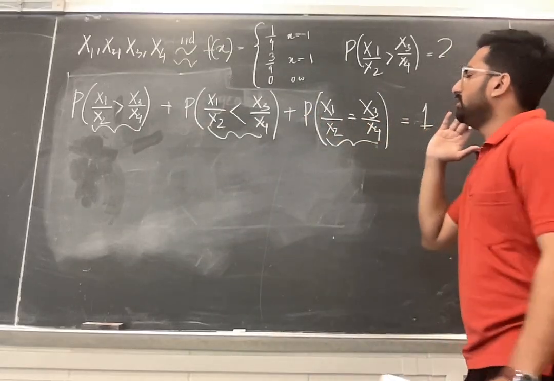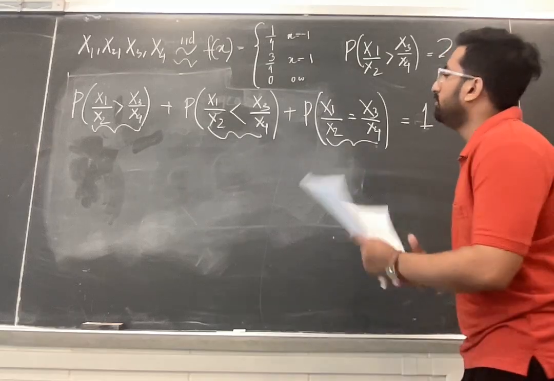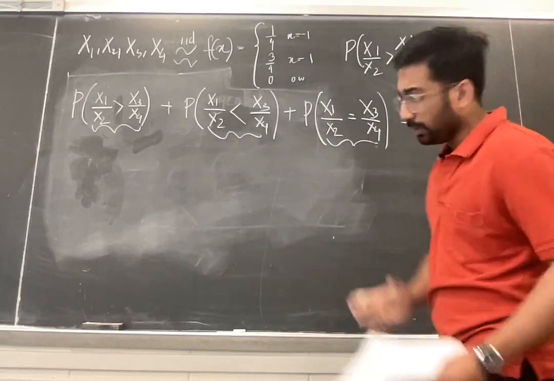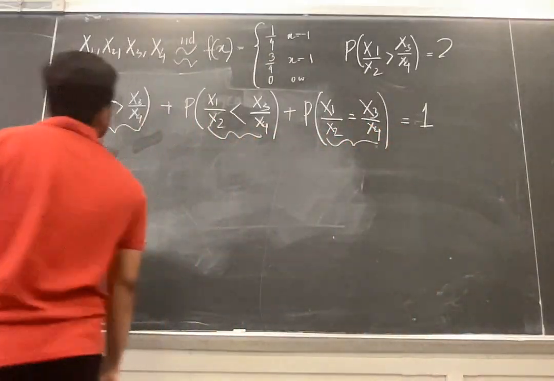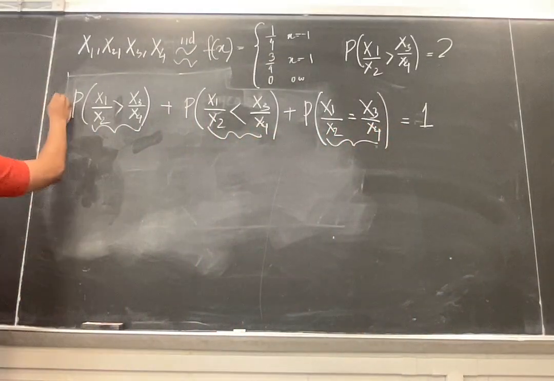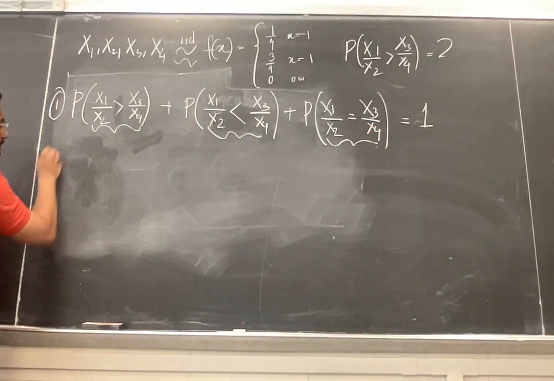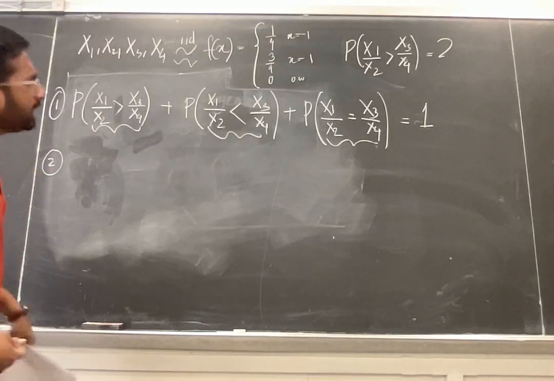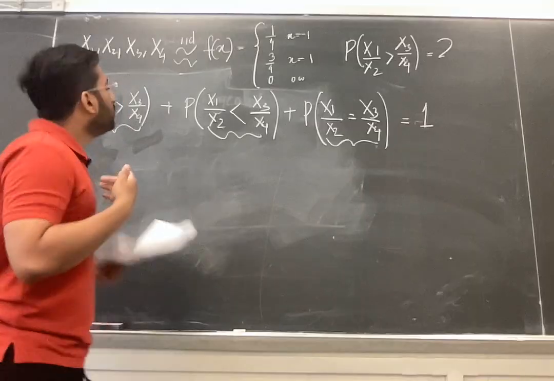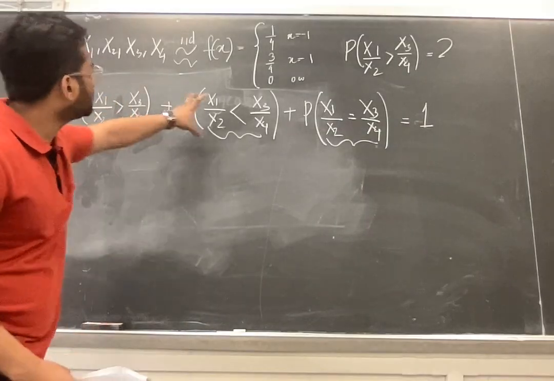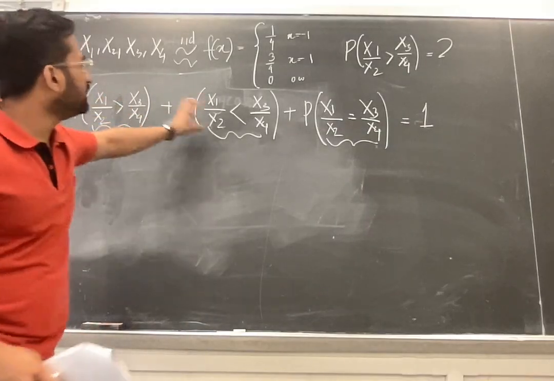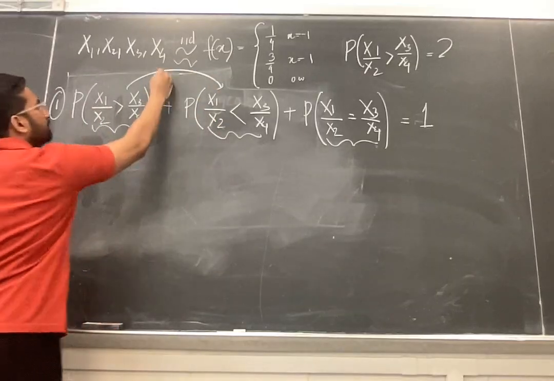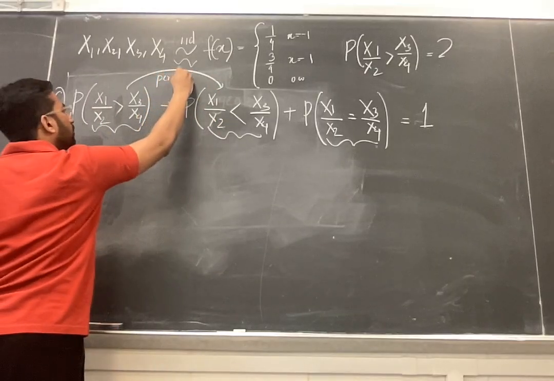So by the law of probability, by the definition of probability, this sum should be 1 because it covers the entire sample space. Now the next step is to show that these two are equal. Why are these two equal? Because if you permute some of the indices, this term will look like this. So the goal is, by some permutation, this term will look like this.